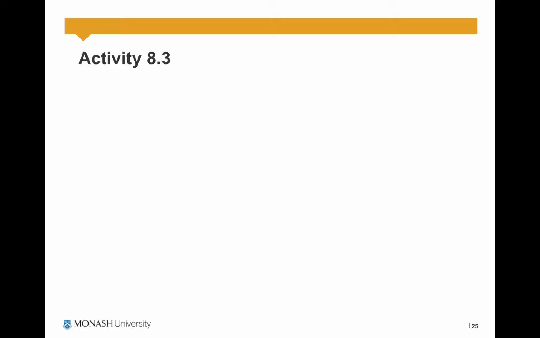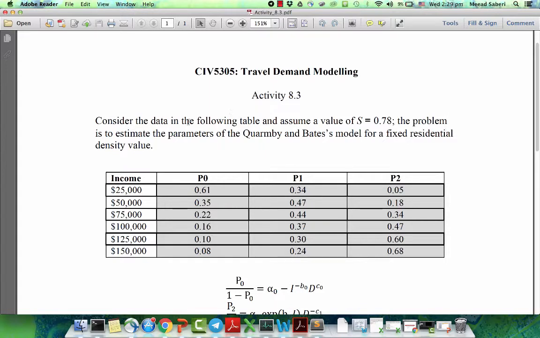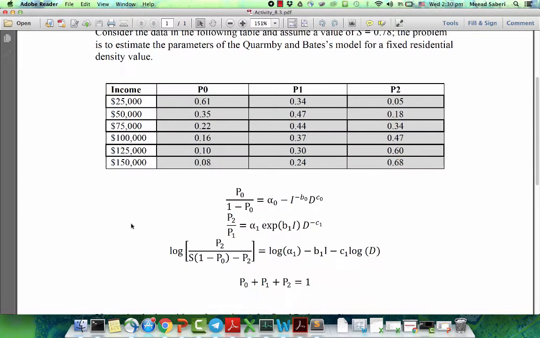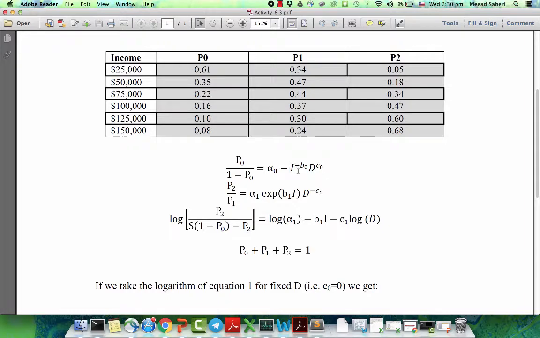To better understand how we can actually estimate a QMB model in a car ownership example, let's have a look at activity 8.3. In this activity, we are considering the data as given in this table, and we assume a cap of 78% for S. The problem wants us to estimate the parameters of the QMB model for a fixed residential density value. So what we're given is, for every income category, for different income levels, the probability of owning 0 car, 1 car, or 2 car.